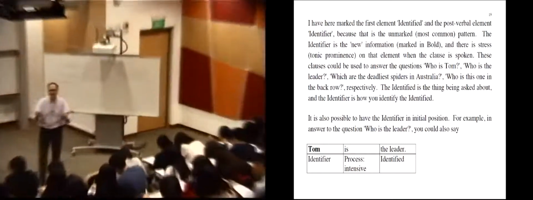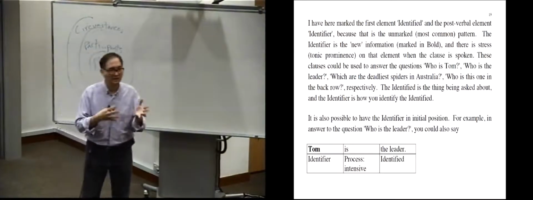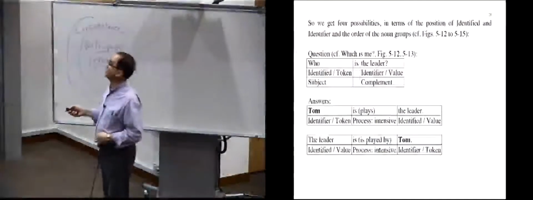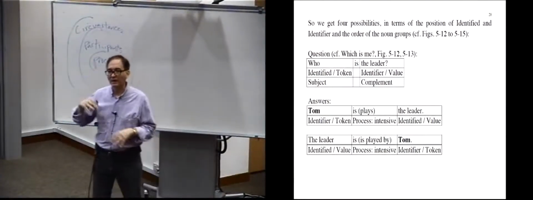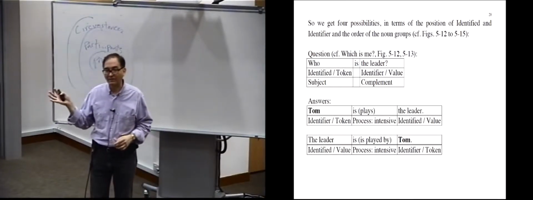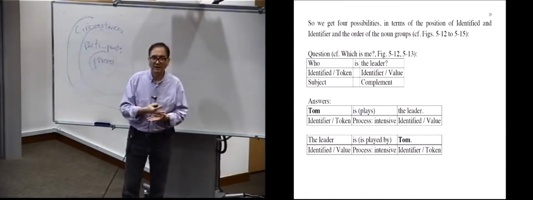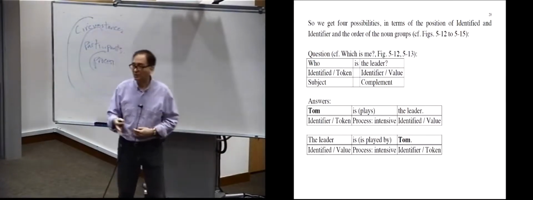When you're profiling, when you're trying to say what you want to say, you have a choice as to whether you put the new information at the beginning of the clause or at the end of the clause. And so there's four possibilities. And again, it's just like with the other one where I mentioned there are four possibilities with the mental processes. With these relational identifying clauses, you have four possibilities. And so you choose in a particular context which one is going to most likely represent the meaning that you, or get the person to understand what you're trying to say.